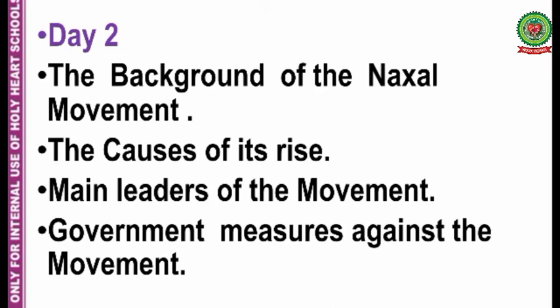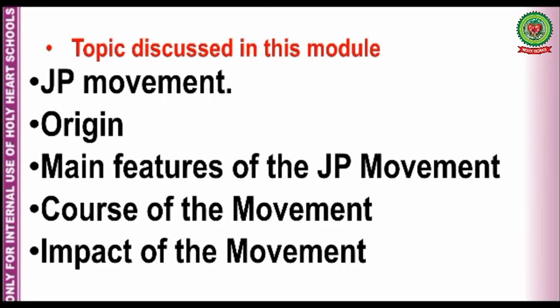And then we have discussed the steps taken by the government to suppress the Naxal movement. A large number of Naxalites were arrested and many of them were killed. The government also took the help of the military to restore law and order. In this module, we have discussed the JP movement, which was also called the Jai Prakash Narayan movement. The other name of this movement was the Bihar movement.